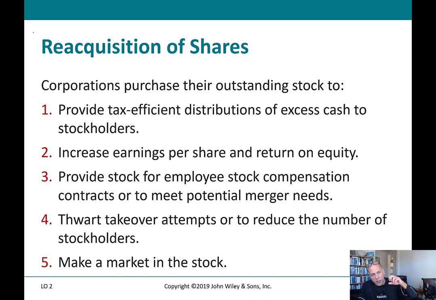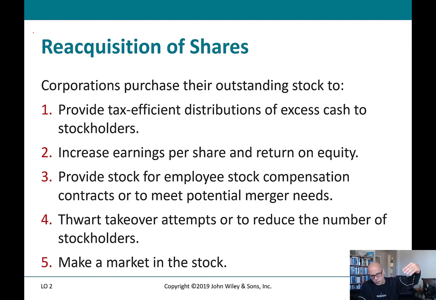Increasing our earnings per share, and I think that's part of the reason I put that per share, book value per share. If you reduce the number of shares, your earnings per share will go up, your book value per share will be influenced by that, etc. Okay, there could be situations where we want shares for employee stock compensation. If we're trying to thwart a takeover, just take those shares off the market.